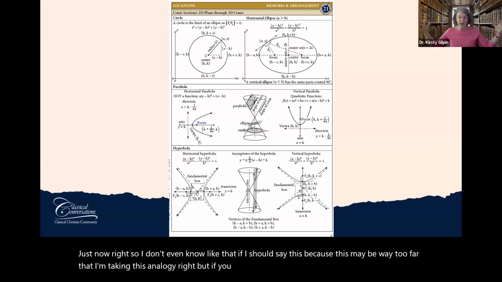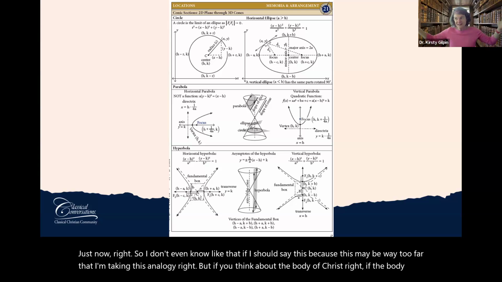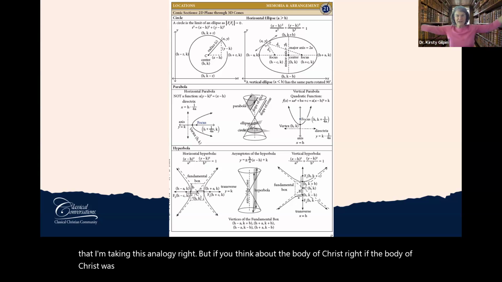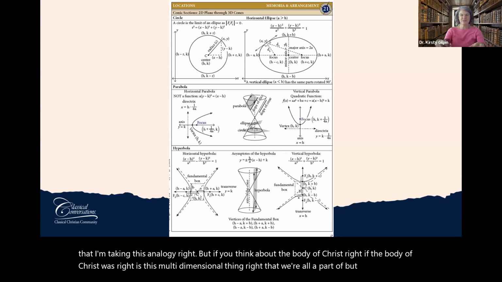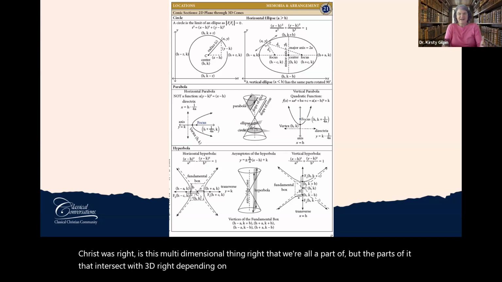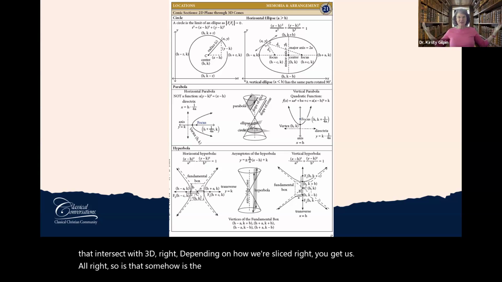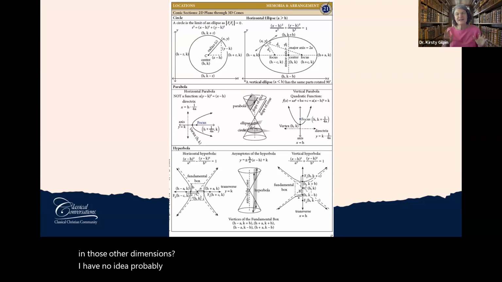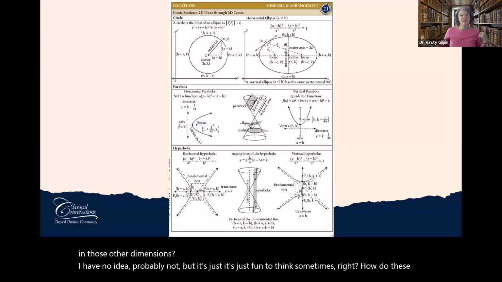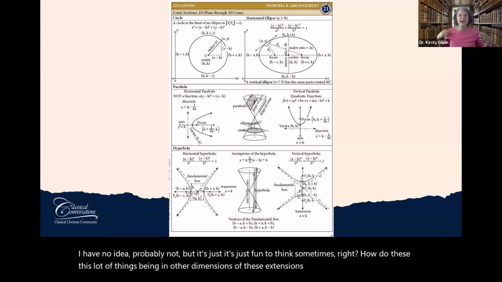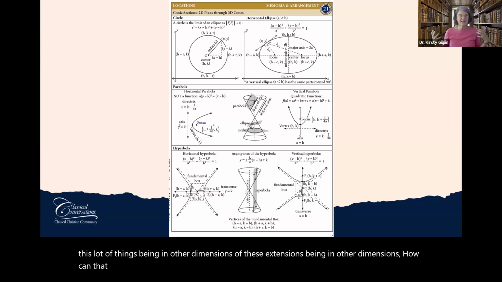But if you think about the body of Christ, if the body of Christ is this multi-dimensional thing that we're all a part of, and the parts of it that intersect with 3D, depending on how we're sliced, you get us. So is the interconnectedness of the body something that's happening in those other dimensions? I have no idea. Probably not. But it's just fun to think sometimes. How can this thought of things, of these extensions, being in other dimensions help us think about things that are happening in the heavenlies that we can't see here?